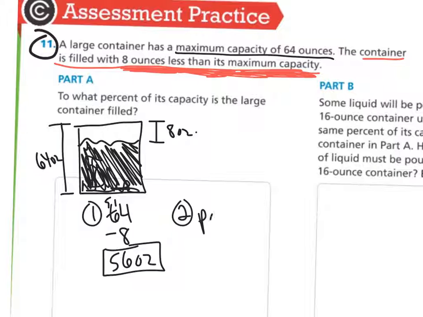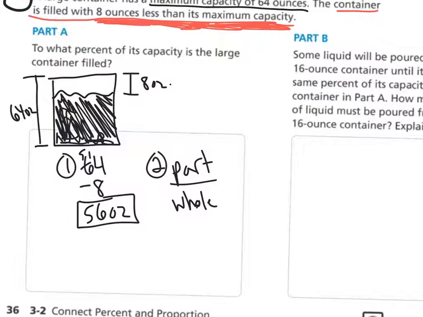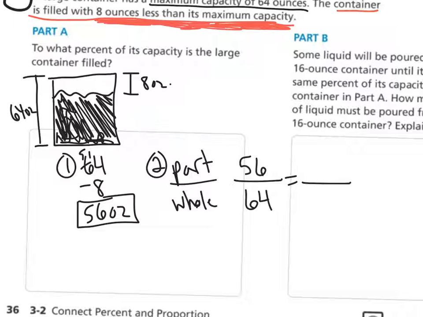So if you wanted, we could do part over whole. And so we've got 56 out of 64. And we're trying to find the percent. So we're finding the number out of 100. And when you're finding the percent, like we've said before, if you want to, otherwise just divide those numbers out, and that'll give you a decimal, and then just move your decimal over 2 spots. That works too. Different ways of doing this.